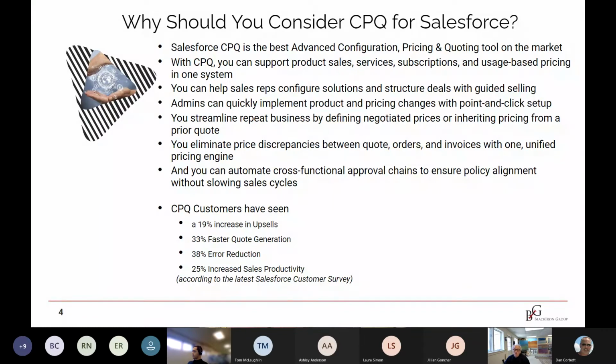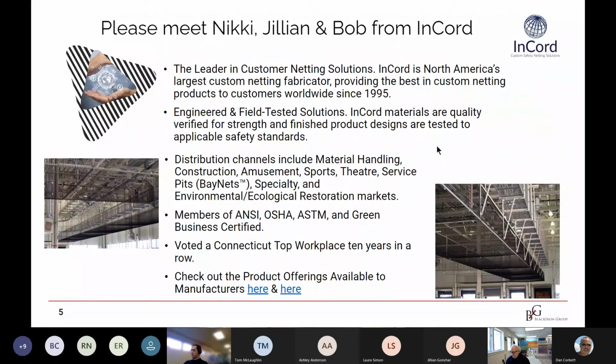So overall, I think most people, when they see CPQ, if they need it, they get it. It's not a product for everybody. Everybody doesn't have complex quoting needs, but a lot of people do. What we wanted to show you today was one instance of how it's being used with a customer of ours along with Salesforce. So Dan, I'll hand it over to you for the next slide.